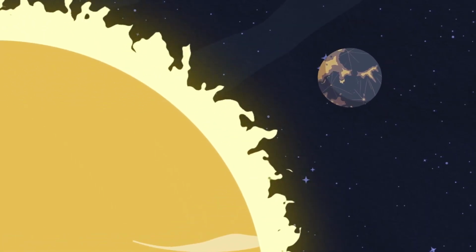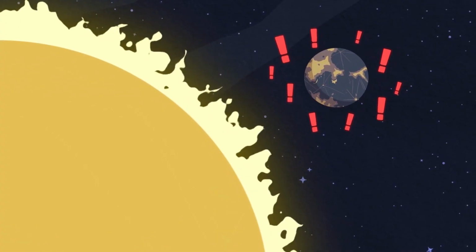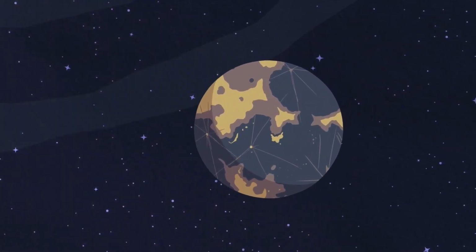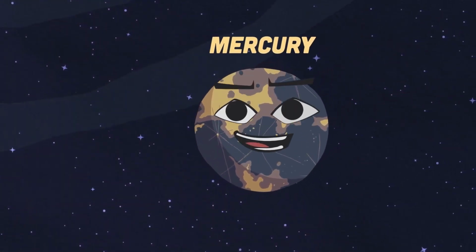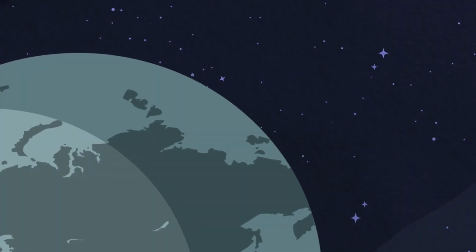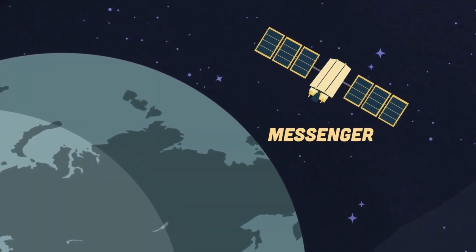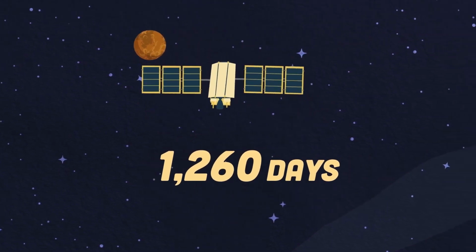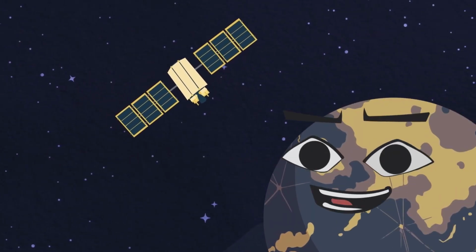Within the first planet, there's a cooling emergency. This planet is shrinking much faster, yes, I am Mercury. In 2004, NASA launched the Messenger probe. It traveled 1,260 days to reach Mercury from our globe.